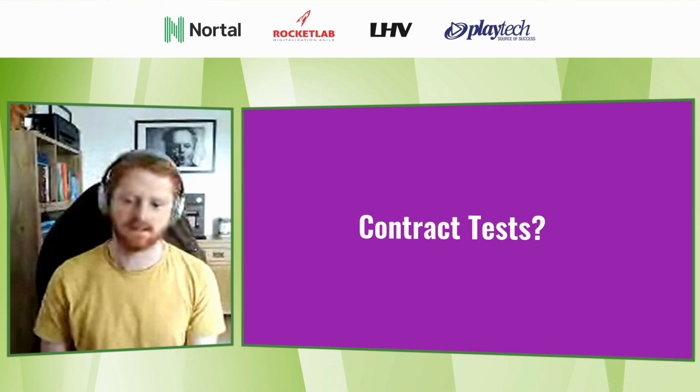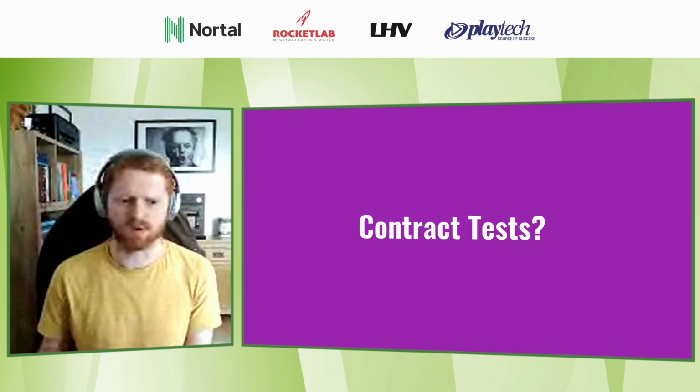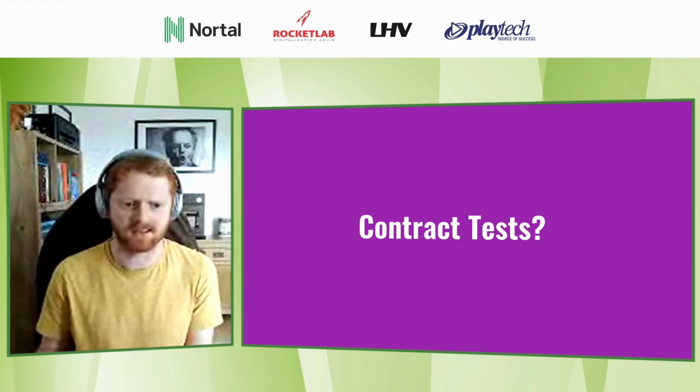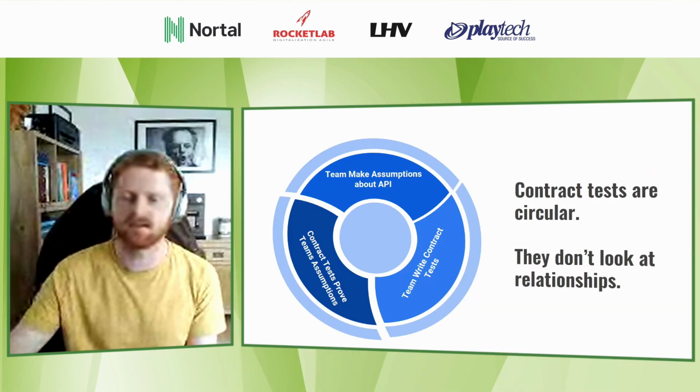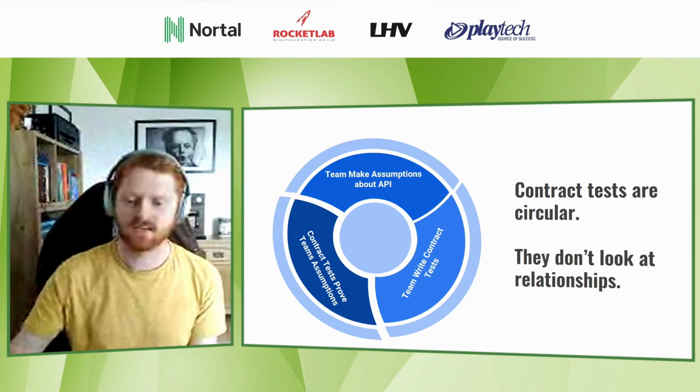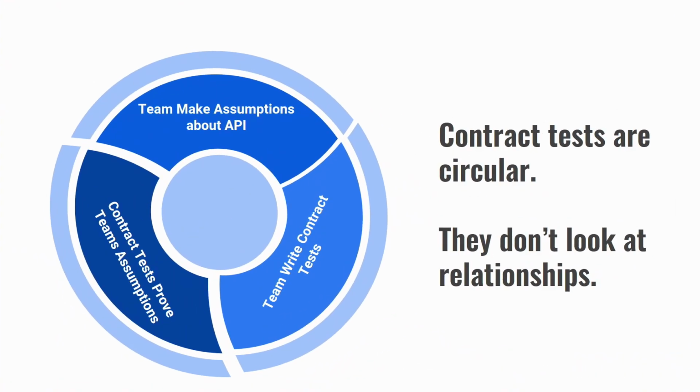So how about contract tests? Which feels like we're getting a bit warmer because the whole point of a contract test is to test the contract of that service. But contract tests have a circular problem. If you think about how contract tests are formed, what typically happens is a team makes assumptions about an API, about how their consumers are going to use that API, how they're going to use that microservice. And then that same team writes a contract test around those assumptions. And it's not surprising that those contract tests then prove those assumptions. So they're circular in their logic.